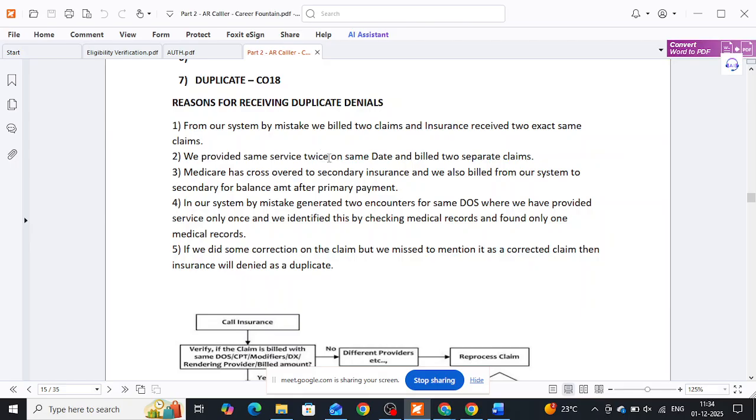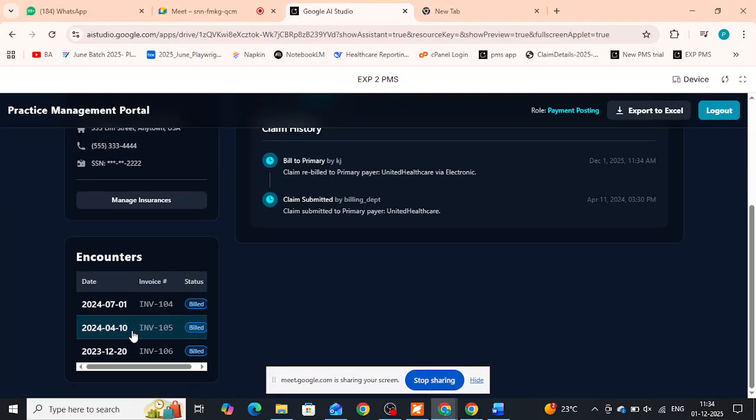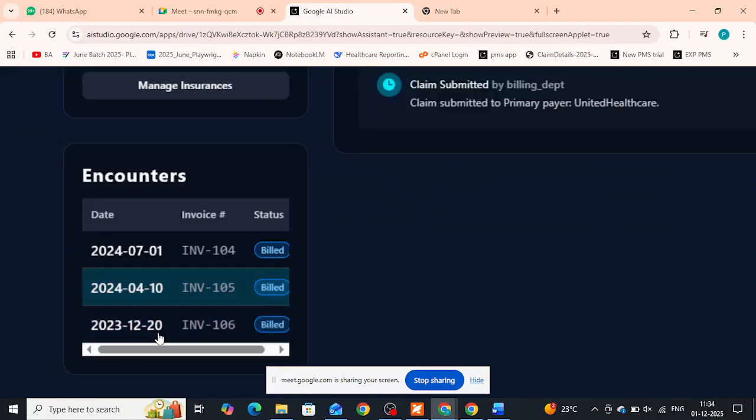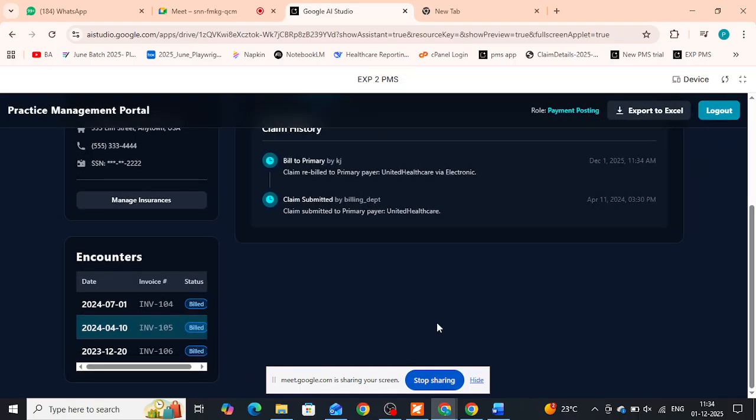If we provide the same service twice on the same date of service, it is possible that we will have two invoices in our system on the same date of service. In the morning we provided a service, and again we provided the same service at 4 o'clock. Then we will have two claims and we are billing two claims to the insurance company. The insurance company considers one claim and denies the other as a duplicate. But we can ignore that denial.